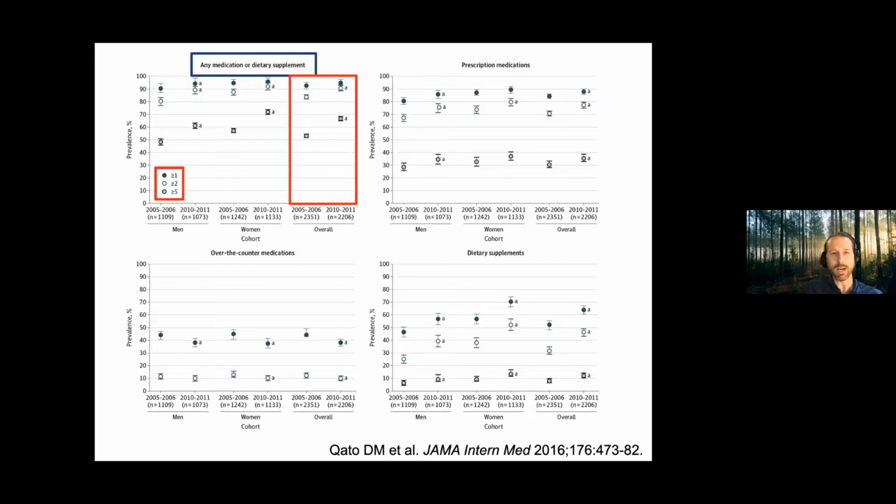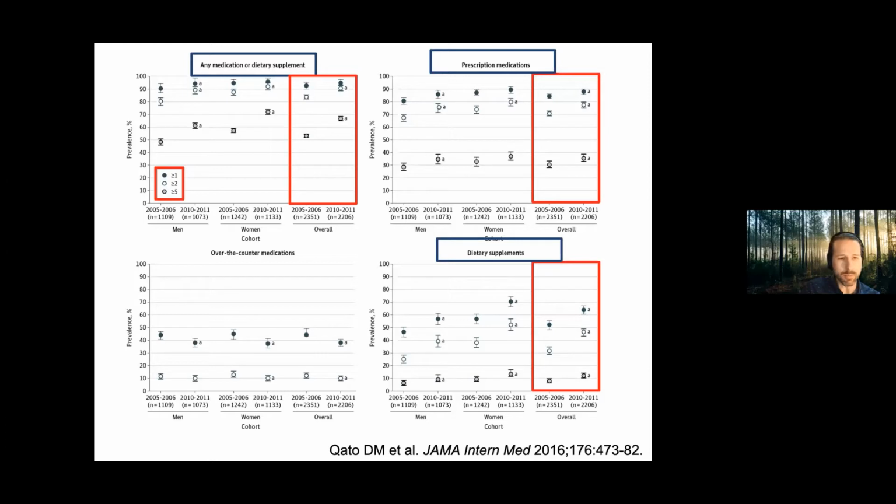So you can see here their composite measure, whether it's defined as 1 or more, 2 or more, or 5 or more, medication use and supplement use has increased over time. For prescription medications, you also see the prevalence increasing from about 84% to about 88%. Polypharmacy, defined as 5+ meds, increased from about 31% to 36%. And for dietary supplements, these also increased from approximately 52% to 64%.